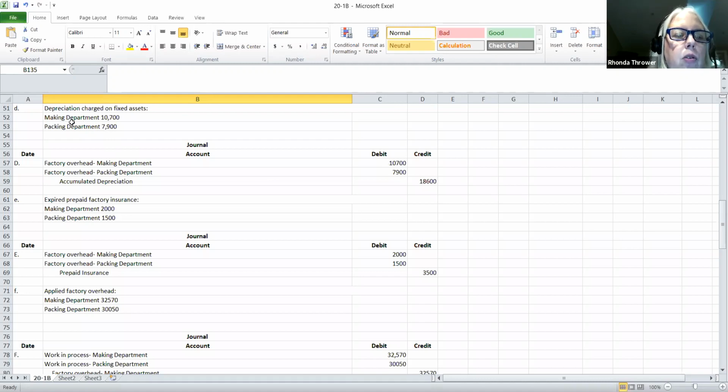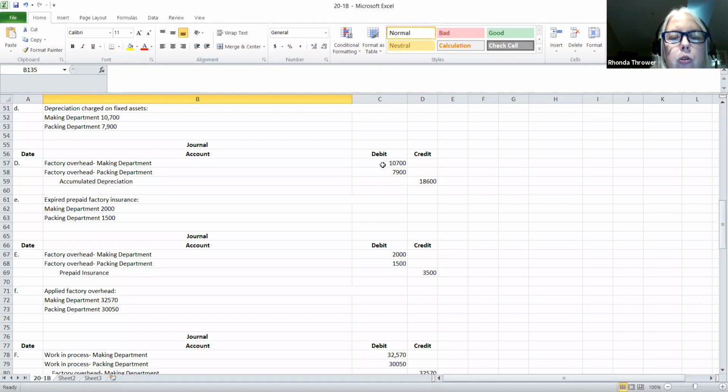Since these are factory assets, our packing department factory overhead account would also be debited for the amount of the depreciation expense. The two of these added together are our accumulated depreciation for the factory. Accumulated depreciation is a contra asset account which has a normal credit balance. We're going to increase that on the credit side.